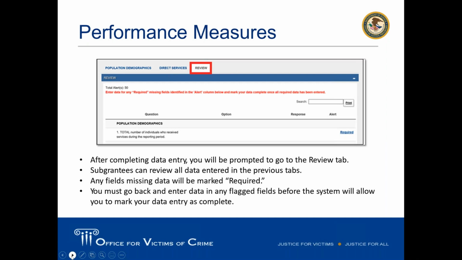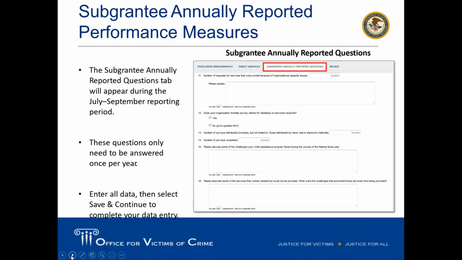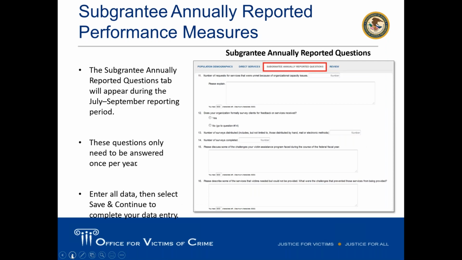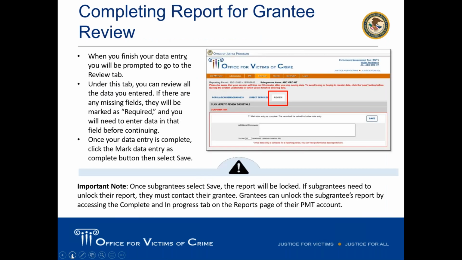The sub-grantee annually reported questions tab will appear during the July to September reporting period. These questions only need to be answered once per year. Okay? Enter all data, then select Save and continue to complete your data entry. When you finish your data entry, you'll be prompted to go to the Review tab. This is where you have a screen listing all of the responses that you have put into that system. You can review everything that you've entered. It'll show also if there are any missing fields and you need to go back.